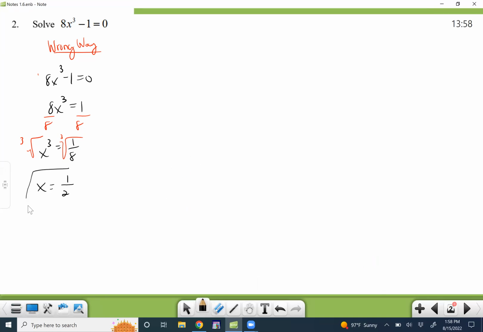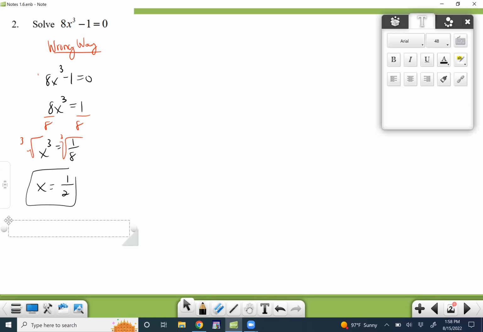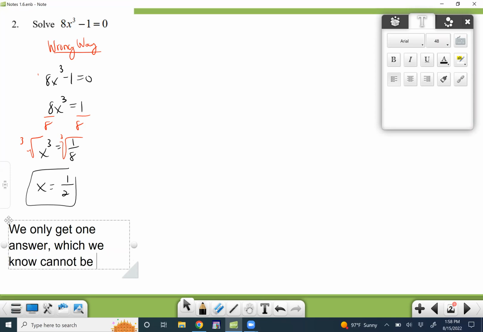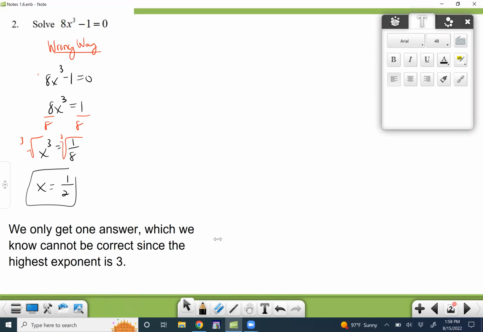This right here is one answer, and that should send off some red flags, right? Like something's wrong. Mecklenburg told me that I should get three answers on this one because the highest exponent is 3, okay? We only get one answer, which we know cannot be correct since the highest exponent is 3. So we lost some solutions is the moral of the story.